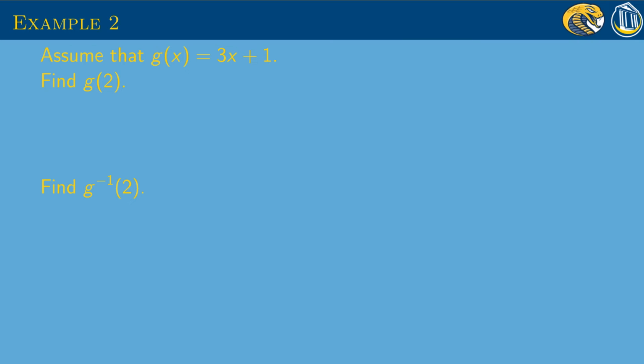Let's say we have a function, g of x equals 3x plus 1. If we want to find g of 2, this is just evaluating our function at x equals 2. And so that means we're going to write g of 2 equals 3 times 2 plus 1. 6 plus 1 is 7.